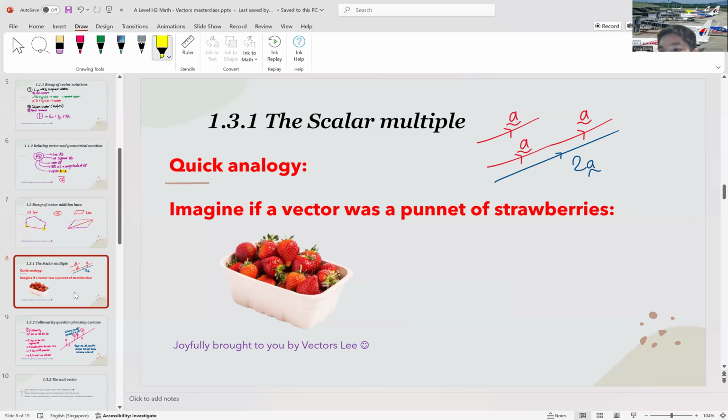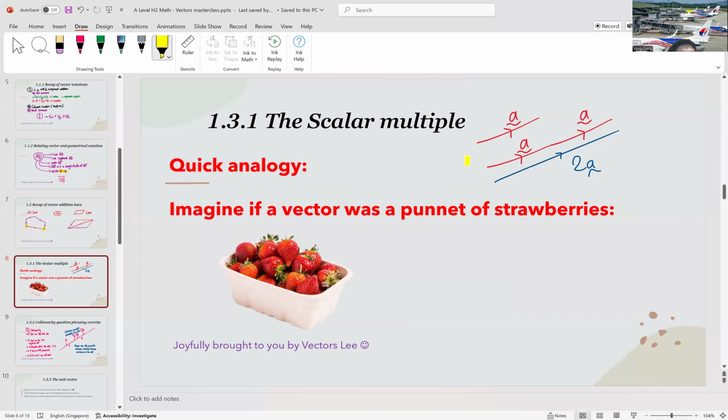So in other words, 1 pack of strawberries multiplied by 2 is going to give you 2 packs of strawberries. The same thing for vectors. 1 pack of vector A multiplied by 2 is going to give you 2 packs of vector A. That's what I have drawn over here in the extended red color line. Then, to simplify it, because you are adding A with A, it is none other than 2 times the vector A.